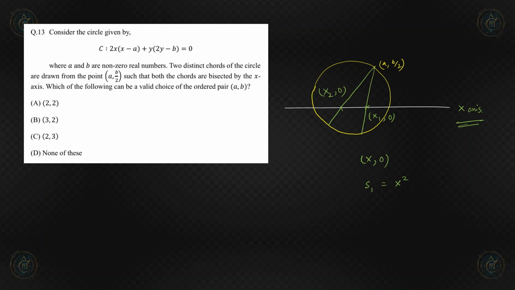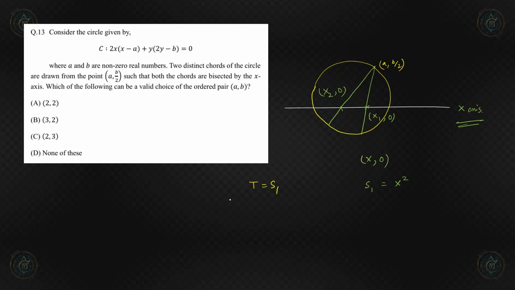That means the quadratic equation whose roots are X1 and X2 must have distinct real roots. That means the discriminant of the quadratic equation that we get must be greater than 0. So we have to find the quadratic equation first. Now how to find that? Easily, we can find the equation of the chord by T equal to S1.